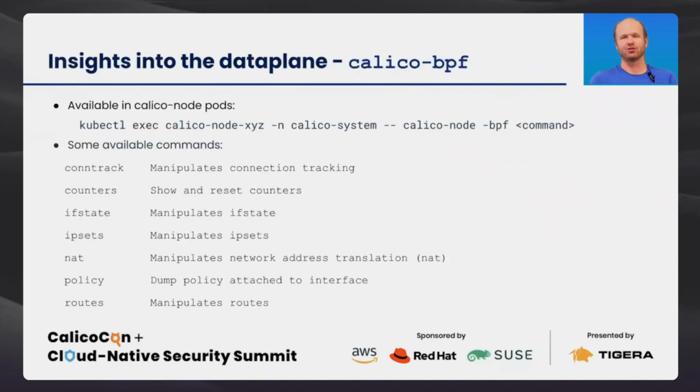So let me dive now into how we can inspect the eBPF data plane. There is a utility called calico-bpf, but it's easier to access that utility straight through the Calico nodes, as this command line shows. This utility has been part of Calico since its inception and provides several useful commands to inspect the state. And in the rest of the talk, I'm going to walk you through some of the commands and how to use them.